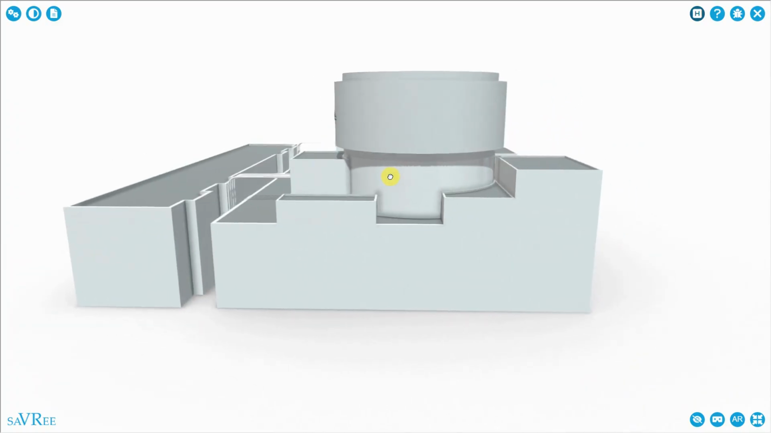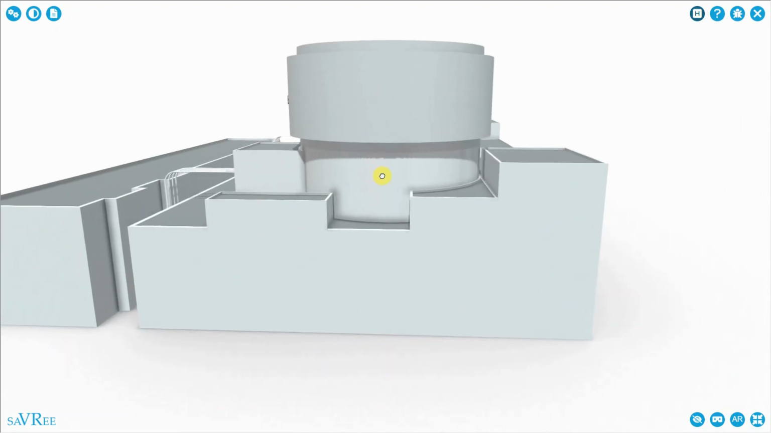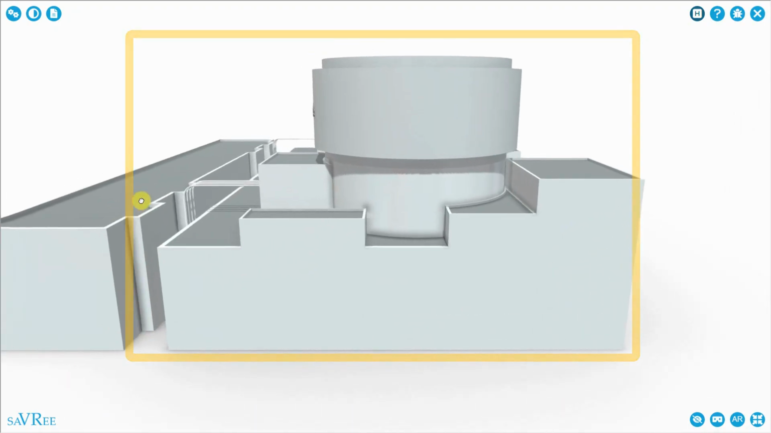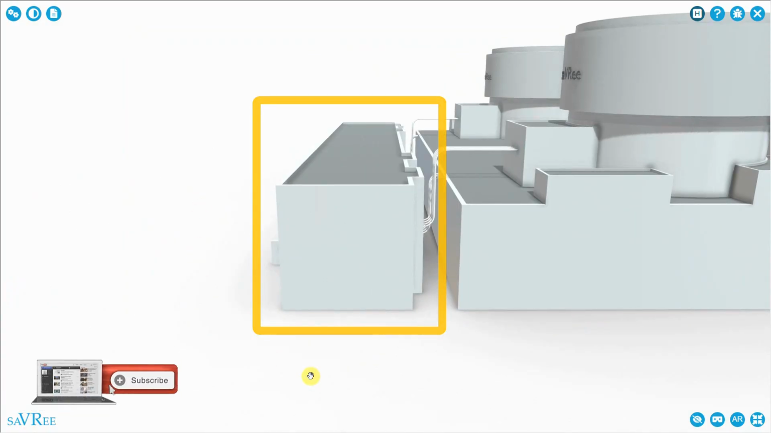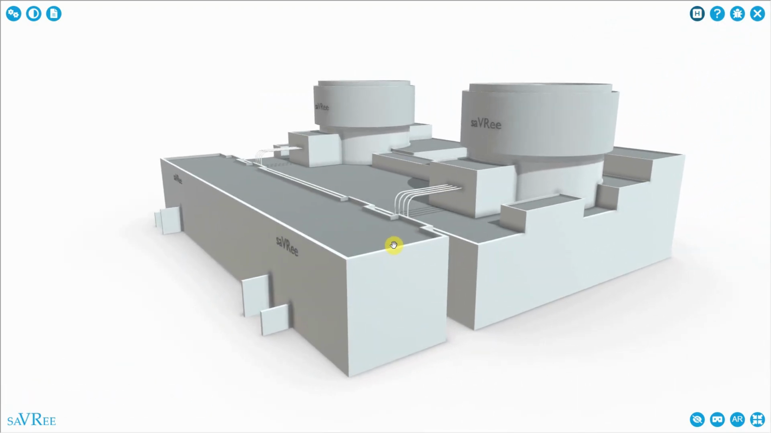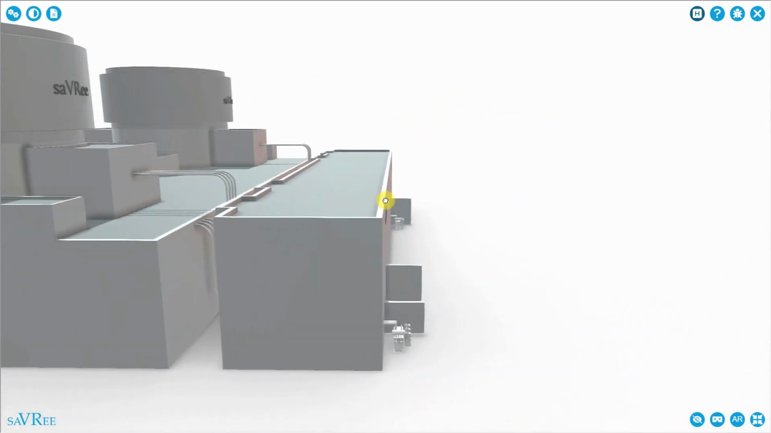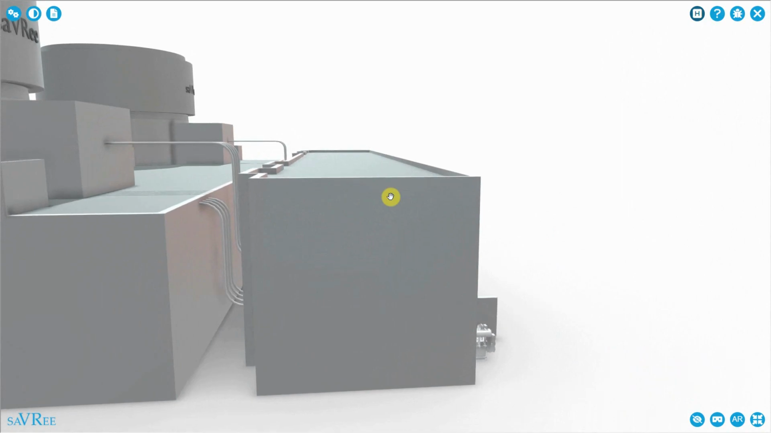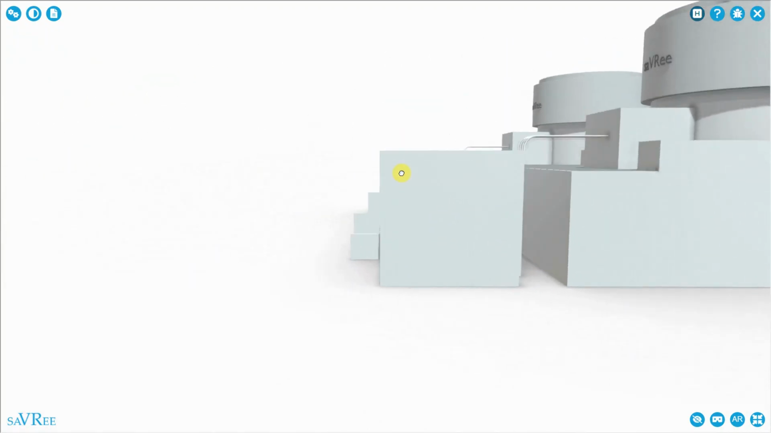If we spin round to this angle, we've got our nuclear island, which is everything within this box here. And then we've got our conventional island, which is everything within this box shown now. We call them conventional islands and nuclear islands because one side of the plant is conventional in the sense that it belongs to a thermal power station. For example, if we had a coal-fired power station, everything within this building would be in both the coal-fired power station and our nuclear power station.